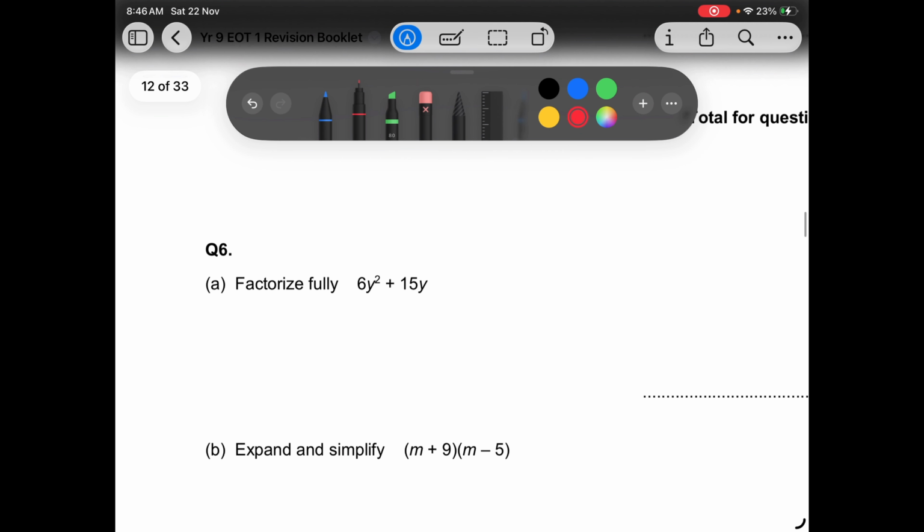And here, students, what we have: factorize fully 6y squared plus 15y, and I would like to find out how many terms we have in this expression. And again, guys, this is not an equation. Equation means there is an equal sign. Here we don't have an equal sign, so we call this an expression. So in this expression we have two terms because we count terms between plus and minus. If you look, guys, here we have this term and this term, so in total we have two terms.